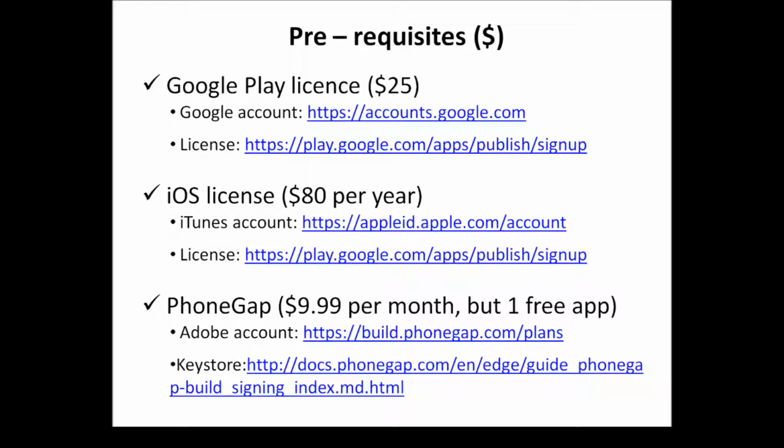For Android, we'll need the Google Play license, which costs $25 and you pay it only once. This is the one we're going to use in this tutorial. iOS is somewhat more expensive, $80 per year. And about PhoneGap, in our case it will be free because the service allows one free app, but you may prefer a premium plan which costs $10 per month. The key store is free, though it is somewhat complicated to set up. Fortunately, it's quite well explained, for example, in this link.